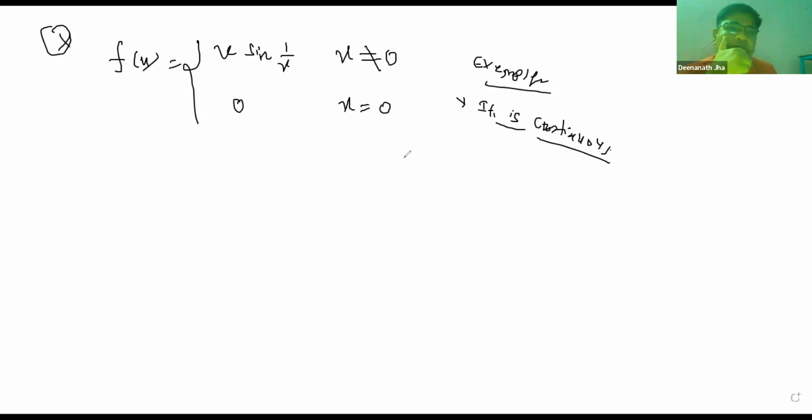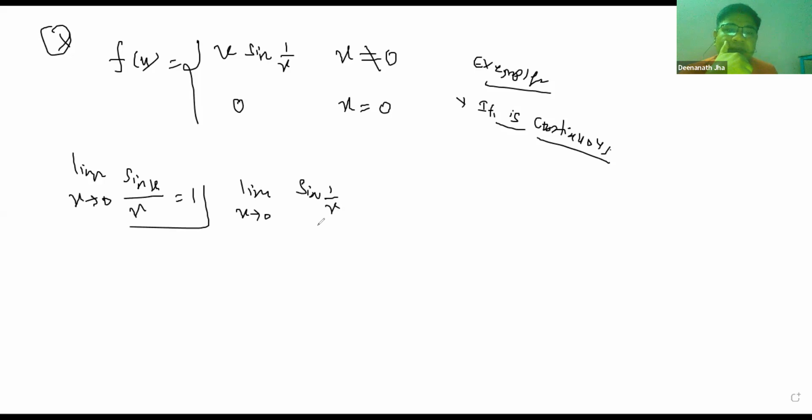I am asking one question from limit, because all of the questions depend on limit. You know that limit x tends to 0, sine x by x is equal to 1. Yes or no? Yes, sir. Okay. Now, limit x tends to 0, sine 1 by x by 1 by x. Can you tell me that it will be 1? Yes, sir. 1 by x equals 1 by x, same angle, so it will also be 1.